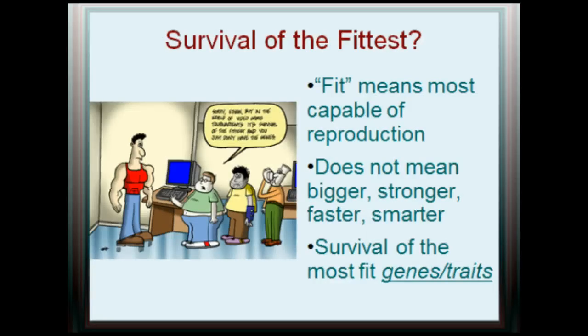Now, you also hear the term survival of the fittest batted around a lot in biology. Let's clear this up. The word fit means most capable of reproduction, so get that in your notes. It doesn't mean bigger, stronger, faster, smarter. Remember, the organism has no choice. It's either suited for the environment or fit, or it's not. So the survival of most fit genes is what we're talking about.